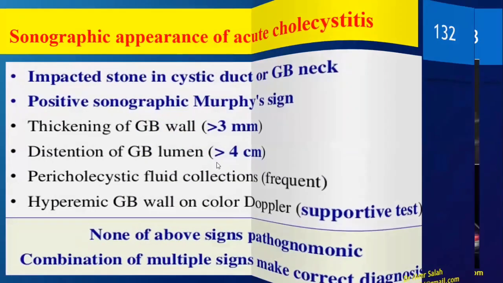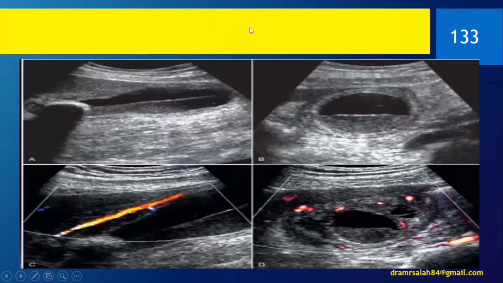Okay, all right. This is the complete case. Look at the stone impacted here. Look at the mud or the pus. Look at the thickening of the gallbladder. Look at the hypervascular cystic artery. Look at the fluid around it, the hyperemia, and the small abscesses. So these are all the signs of acute cholecystitis.